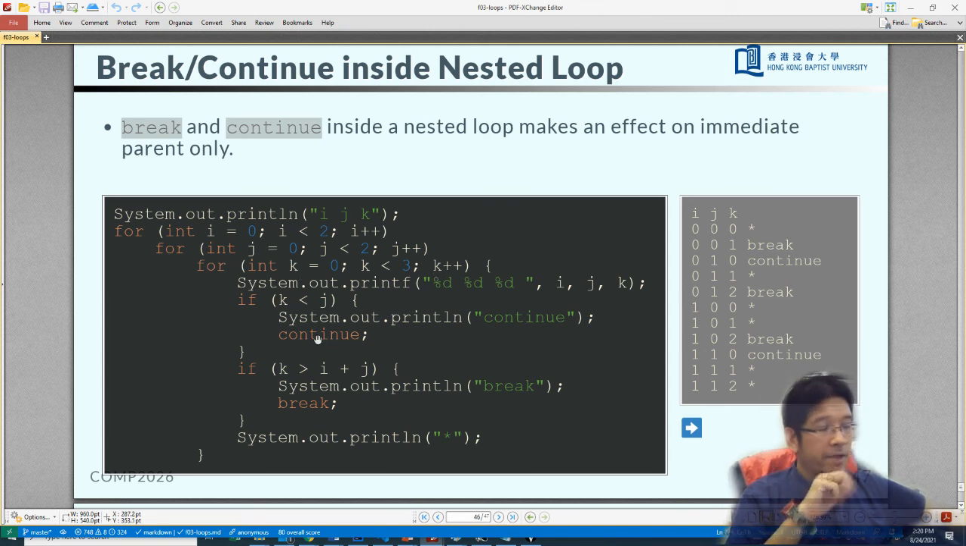Please never be confused that this continue is to continue the I loop or the J loop. No, they're not. They just continue on K. This break is always breaking the K loop.